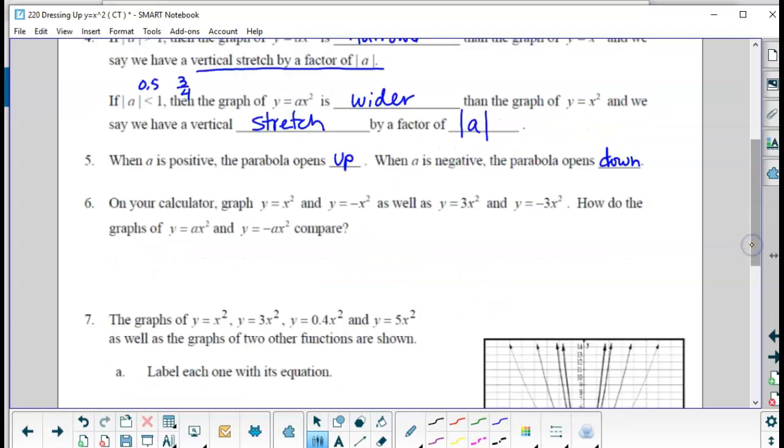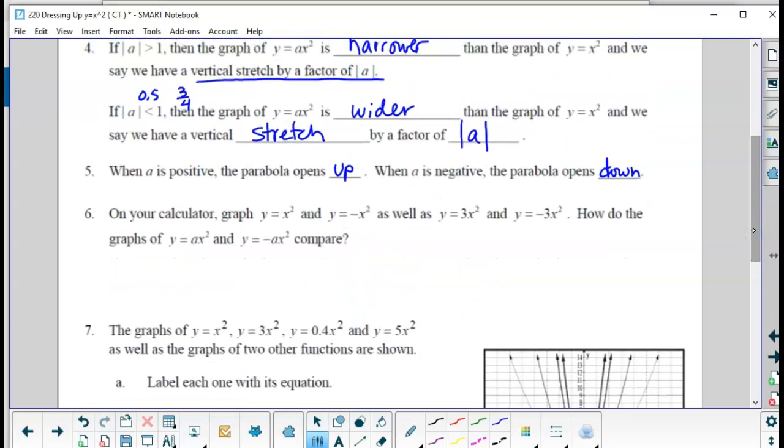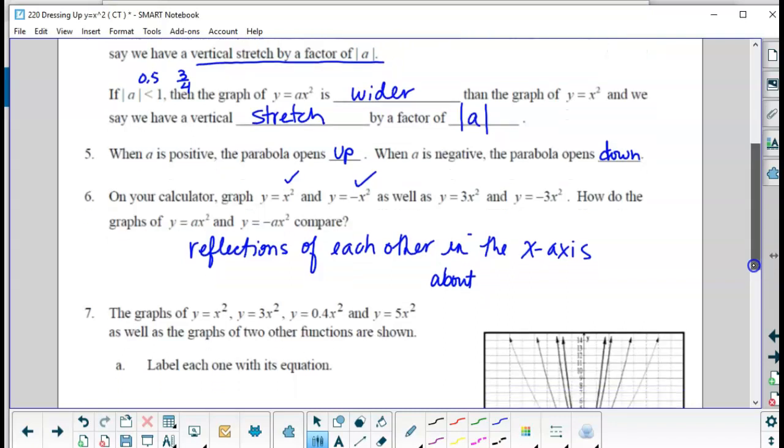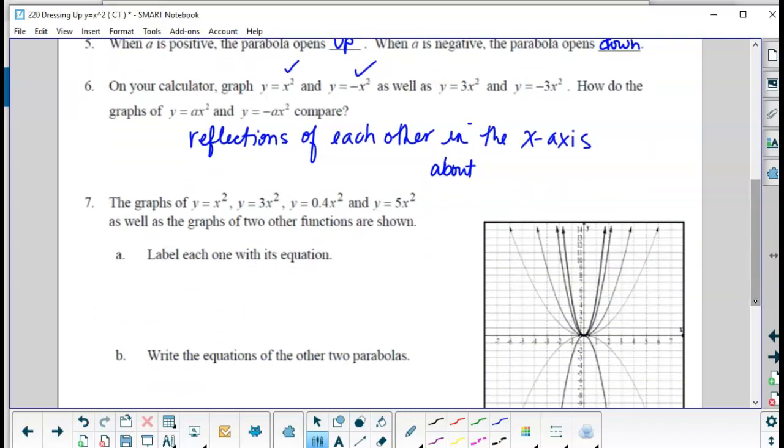So on your calculator, graph y equals x squared, negative x squared. We've done that. 3x squared and negative 3x squared. How do the graphs of both of them compare? Well, we've already done this part. What we say officially is that they are reflections of each other in the x-axis, or about the x-axis, or with respect to the x-axis. Any of those.